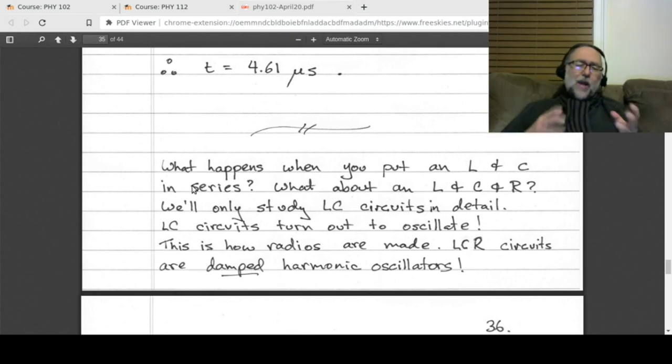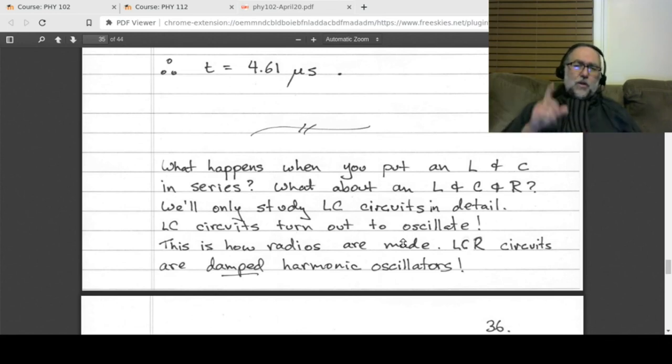Okay, but what happens if you put an L and a C together in series in a circuit? And you might even ask the question, what happens if you put L, C, and R together? Well, we're not going to study the LCR, but the LC gives you, believe it or not, an oscillator. It'll actually oscillate with a certain frequency.